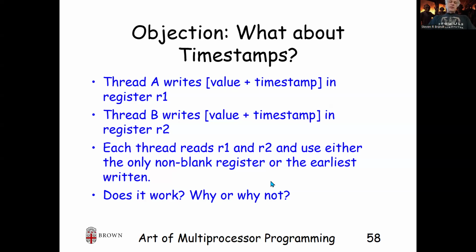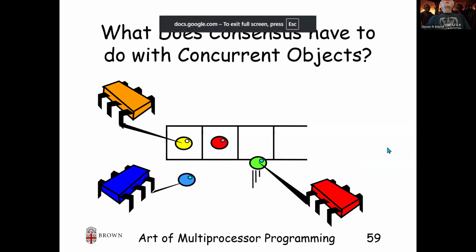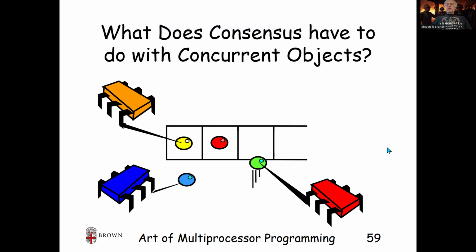There's another way to do it, and we're going to talk about that in some detail. But you're right. That could be something somebody decides: hey, this is the way we're going to make that problem solvable. So what does consensus have to do with concurrent objects?